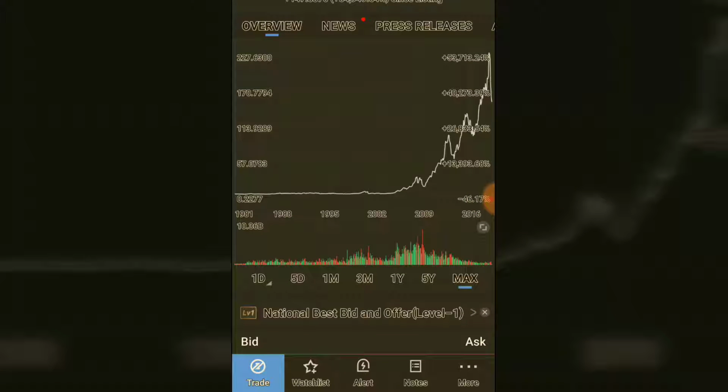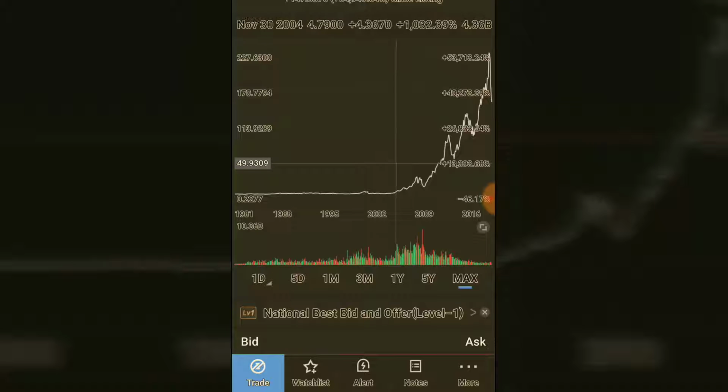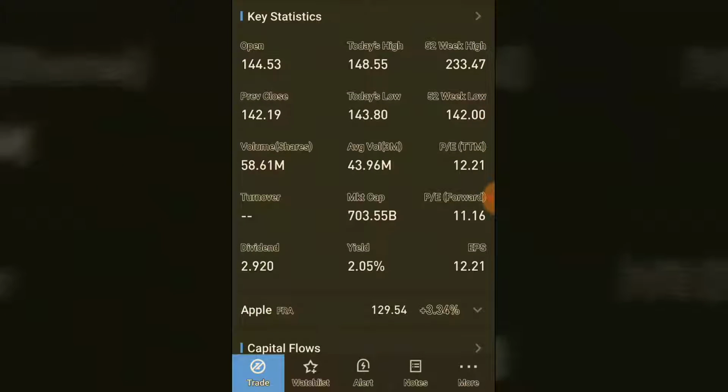When you look at Apple long term, it's pretty much always been growing. So that's a good thing. So you could expect, even though the past performance does not determine future results, if you look at the chart, it looks like it's gonna continue going up. That's how it's always been since around the year 2004 when the iPhones came out.